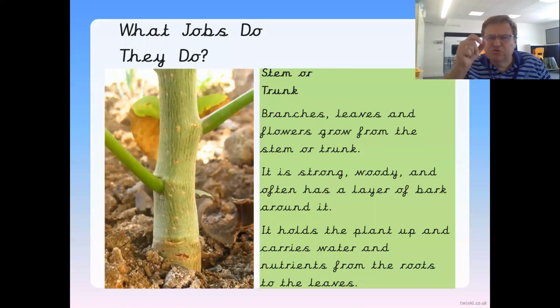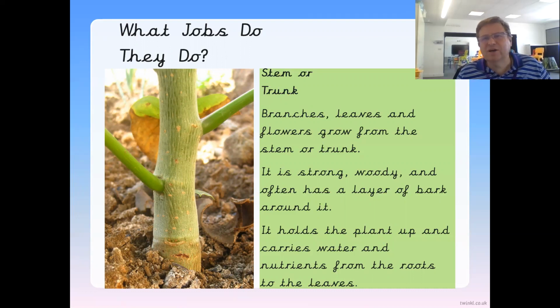Now the stem or trunk is the long woody bit that holds the thing in place. And it has to be really strong because it's got to hold the plant up. And if there's a flower on it, it needs to hold the flower up so that it stays strong. So that's called the stem.